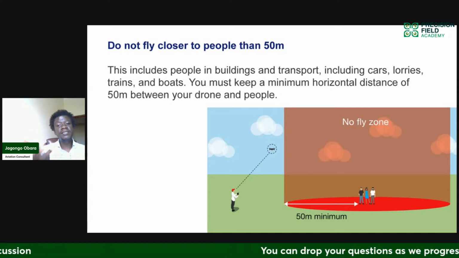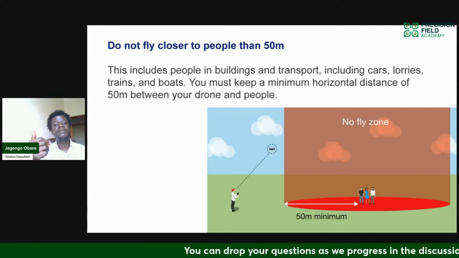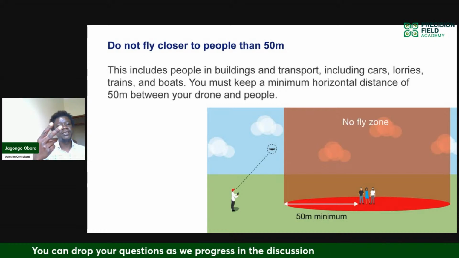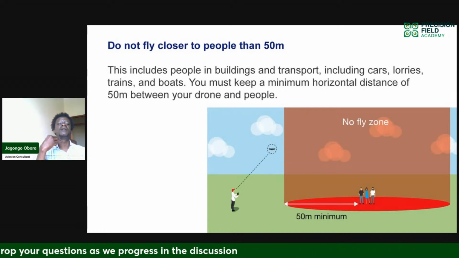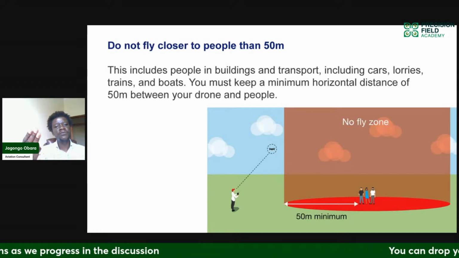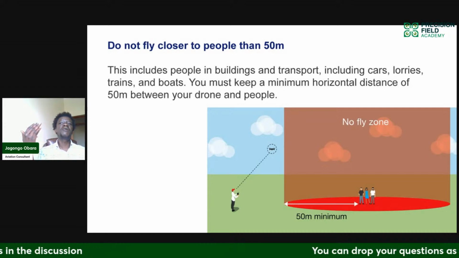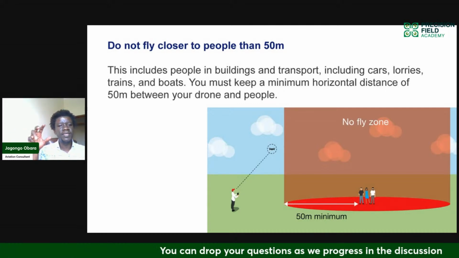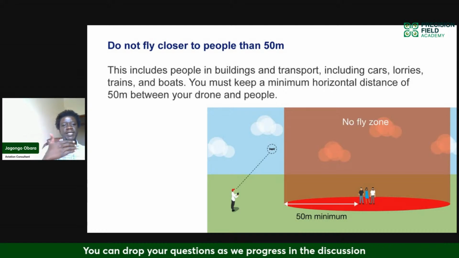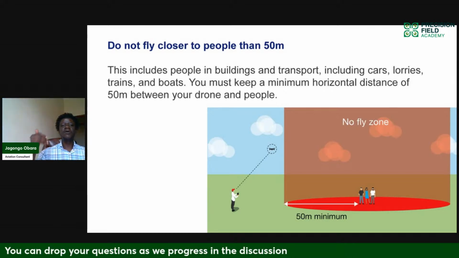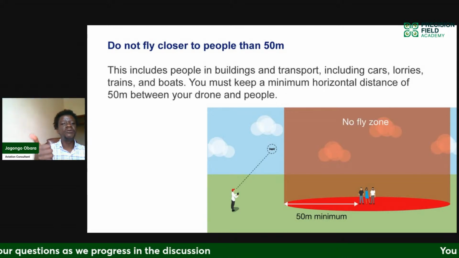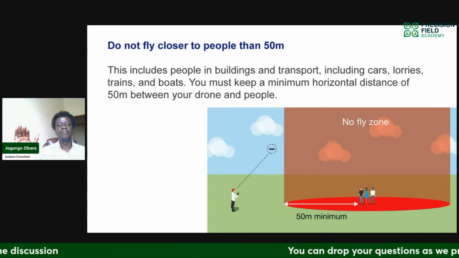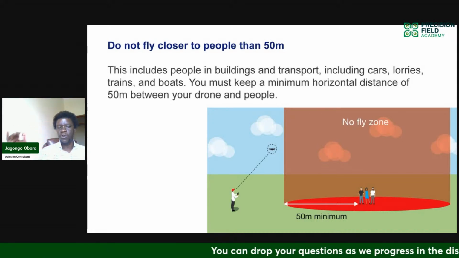And so this does not apply to, say, for instance, your observer. It does not apply to the project manager. It does not apply to the CA representative who's on the ground. It probably might not even apply to people who are involved in the operations of that day. This 50-meter radius only applies to individuals who have nothing whatsoever to do with the mapping or to do with the operations of the day.